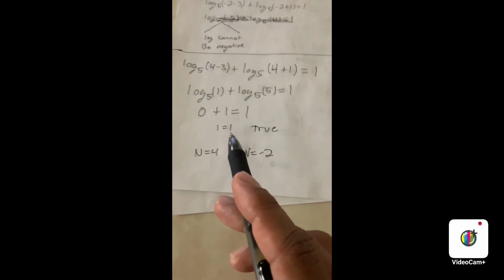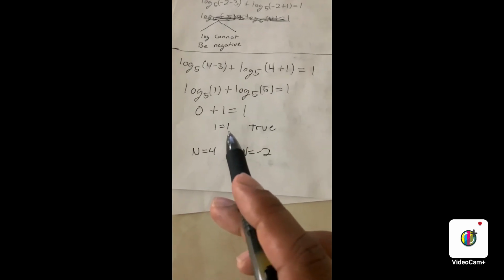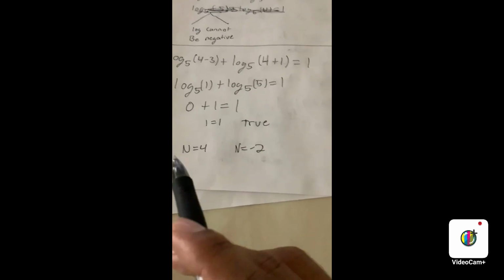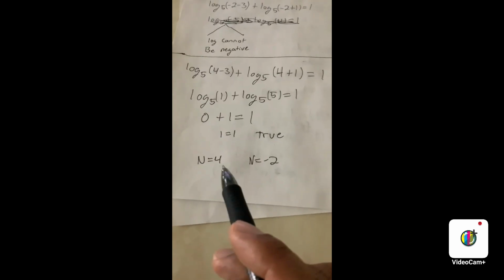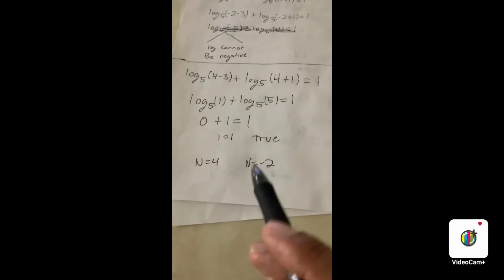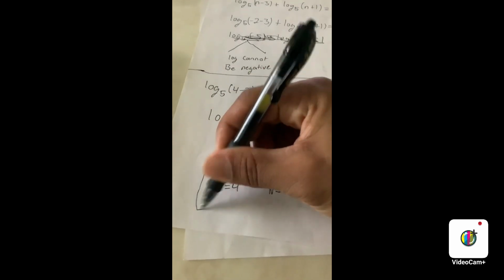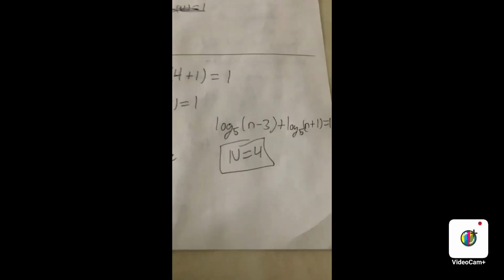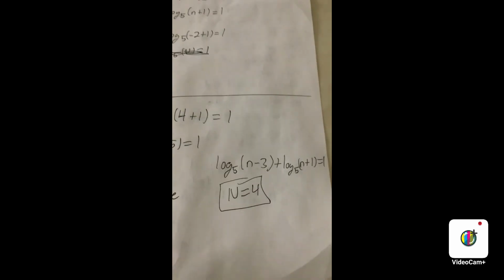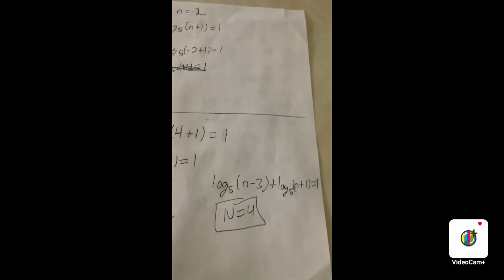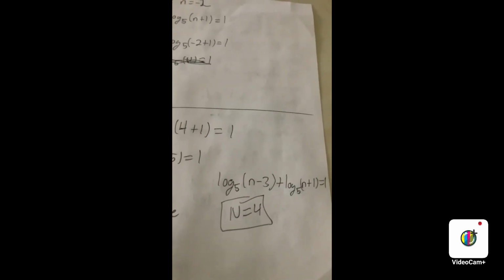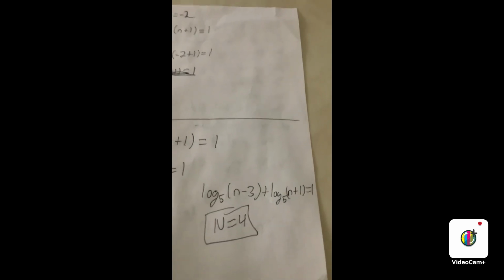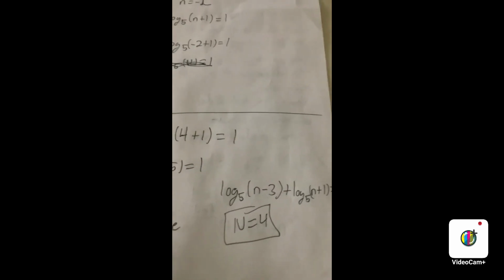So 1 equals 1, which means that this is true. So n equals 4 is true, n equals negative 2 is wrong. So we're left with n equals 4. So when it comes to log base 5 of (n minus 3) plus log base 5 of (n plus 1) equals 1, our answer is going to be n equals 4.